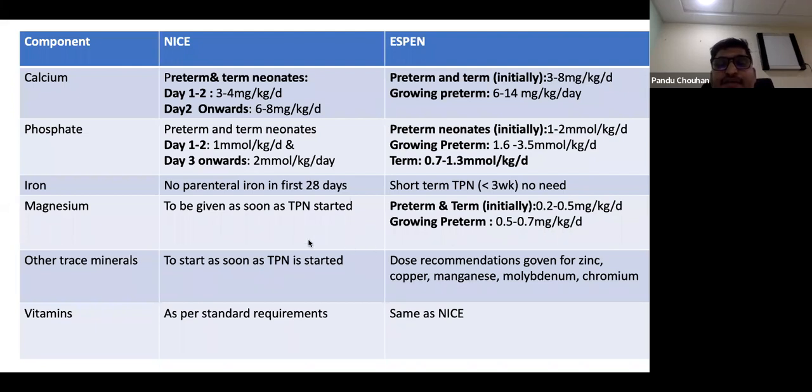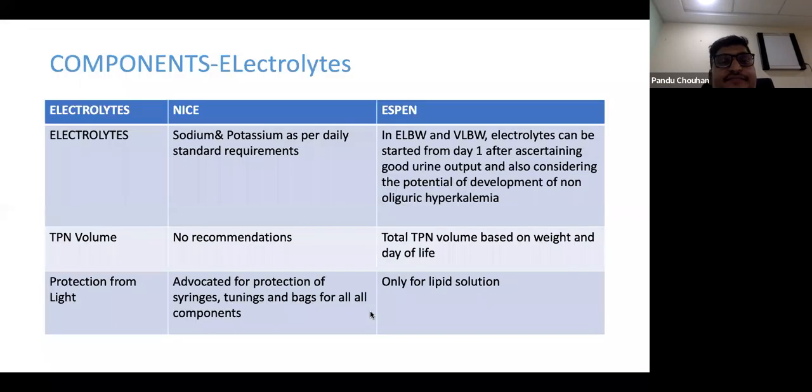Other trace elements should be started as soon as possible. Dosage recommendations are not given by NICE, but dosages are recommended by the European society for zinc, copper, manganese, molybdenum, and chromium. They are given as a multi-mineral solution. Vitamins should be started as per the standard requirements from day 1 itself. Electrolytes should be started as per the standard.